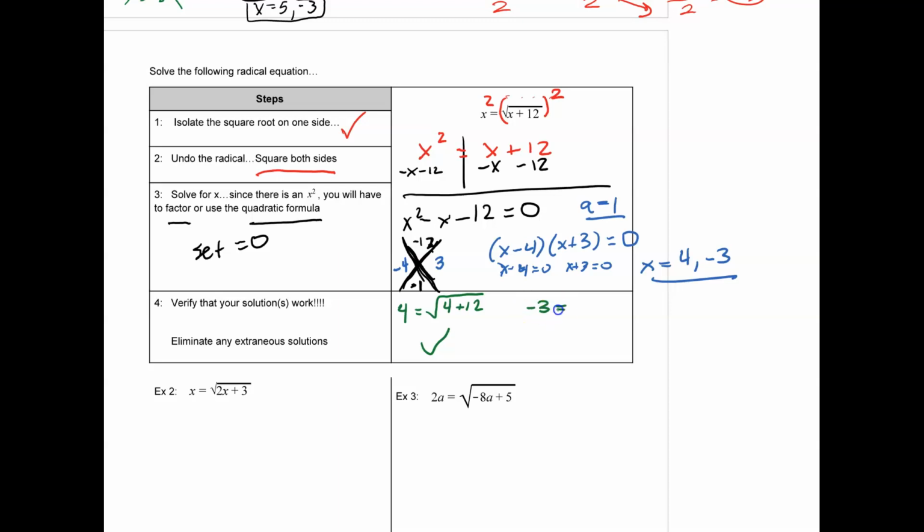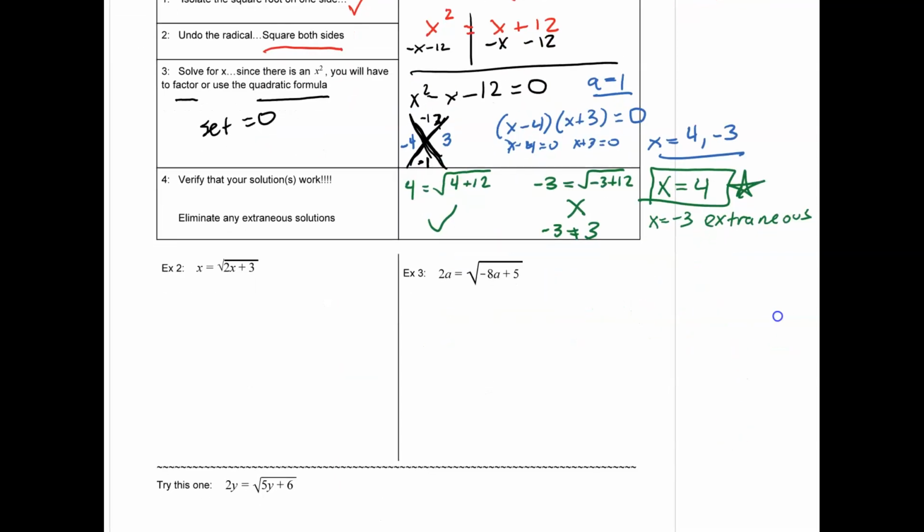Is negative 3 equal to the square root of negative 3 plus 12? No, it is not. Negative 3 plus 12 is 9. The square root of 9 is 3. 3 is not equal to negative 3. Therefore, x equals 4 is our final answer. x equals negative 3 is extraneous. Something that made sense when we did our work, however, doesn't work for this problem.